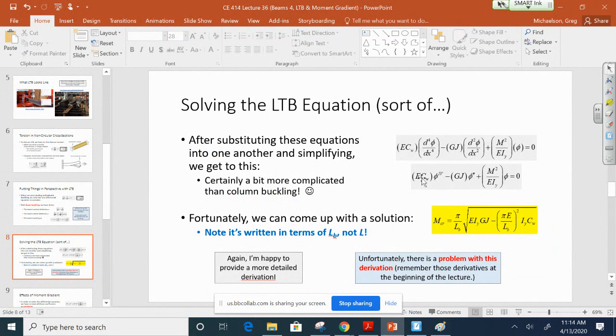Unfortunately though, there is a problem with this. In order to get from these differential equations to a solution, and again, the solution is what we're after, that is the moment that will cause that thing to buckle. As designers, we want to know how much moment is going to cause this thing to fail, because we don't want that to happen. But there's a little bit of a problem with this derivation, so let me explain that.